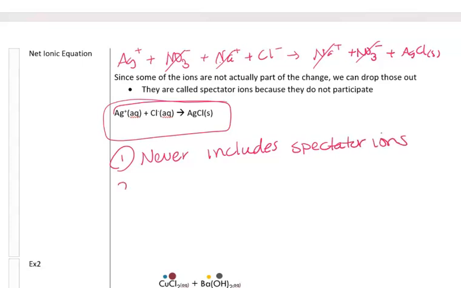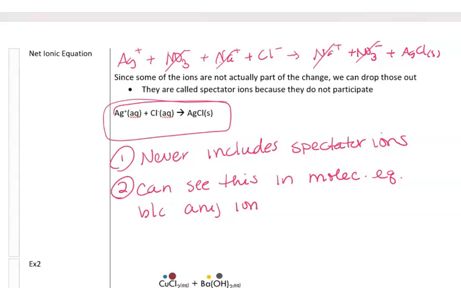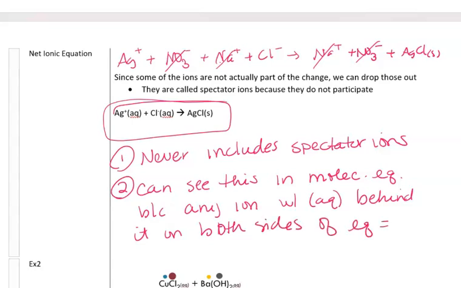We can sometimes see this in a molecular equation. We don't always have to have the total ionic equation, because any ion with AQ behind it on both sides of the equation will be a spectator. So sometimes we can see this from the molecular. You just have to be a little bit careful as you look at it.